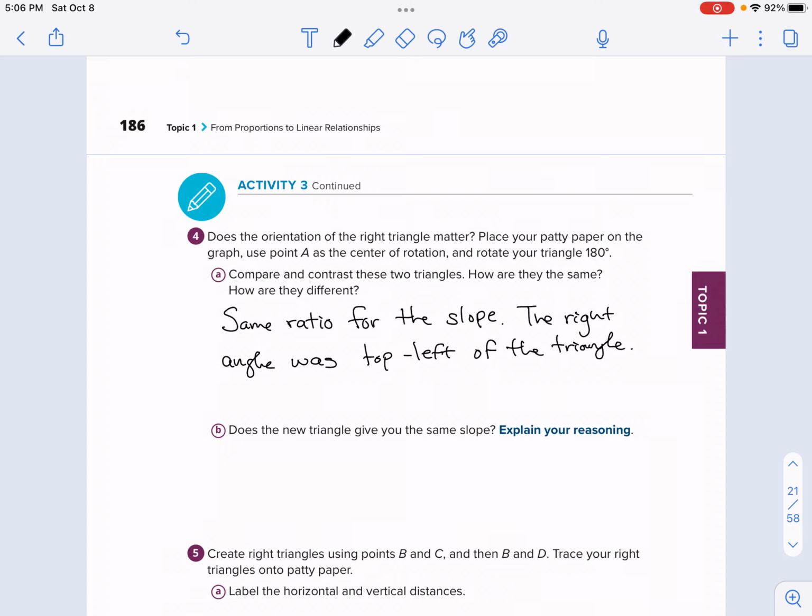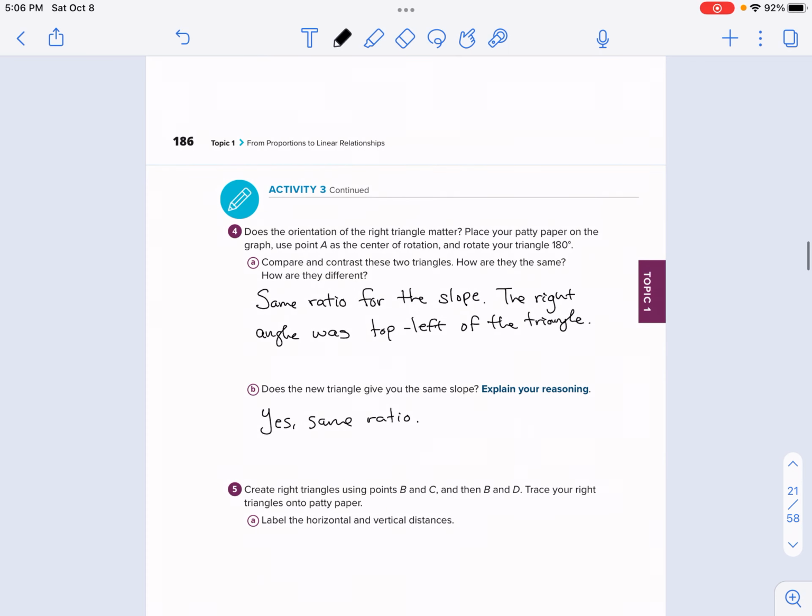Okay. Number 4B, does the new triangle give you the same slope? Yep, we already answered that. It is yes. We'll say same ratio. Still 6 over 4. It still simplifies to be 3 over 2, and we'll keep it like that as a simplified improper fraction.